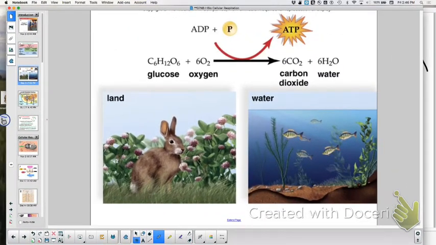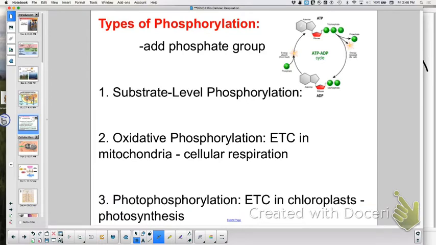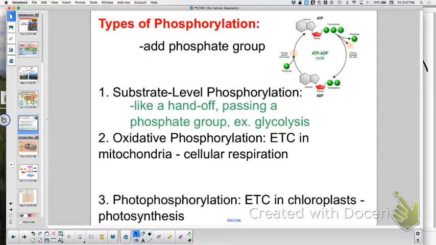All right. Other thing I wanted to review with you are the types of phosphorylation. To phosphorylate means to add a phosphate group onto something. It could be anything that you're adding it onto. What we're talking about right now is adding a phosphate group onto ADP to make it what? ATP. But you can phosphorylate other things. You can phosphorylate enzymes, in the cell cycle, etc. But substrate level phosphorylation, that's the handoff. That's like what we do in glycolysis, where we take the phosphate group and with an enzyme transfer it to a different molecule.